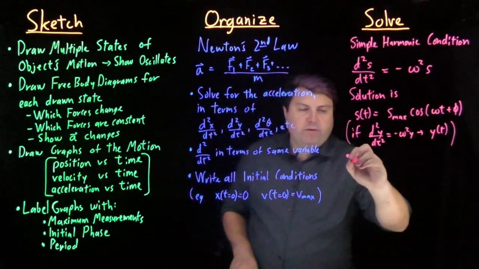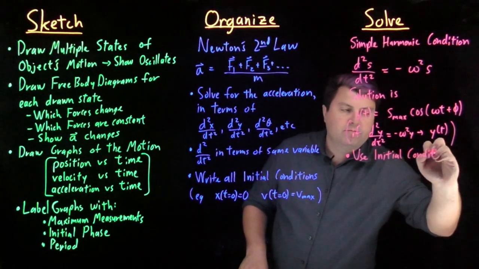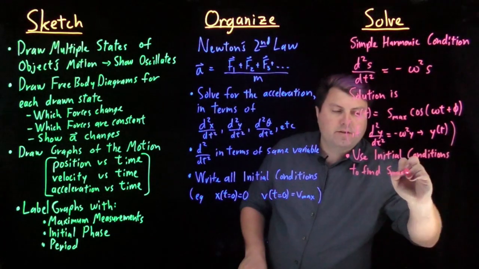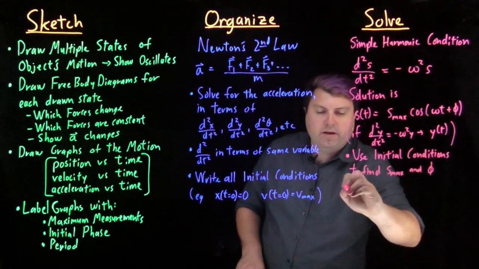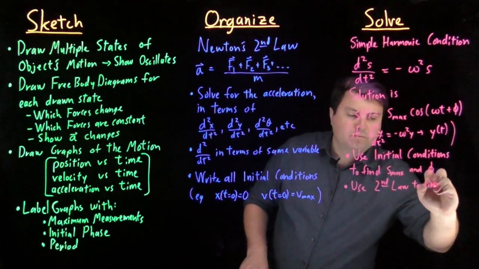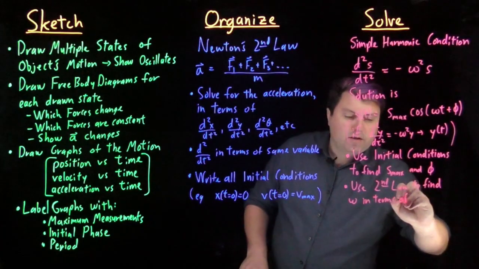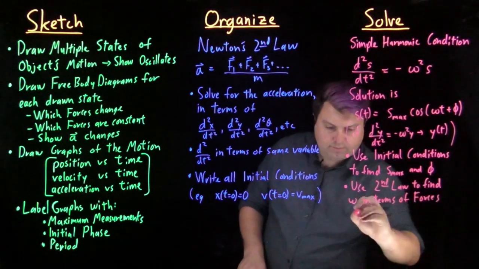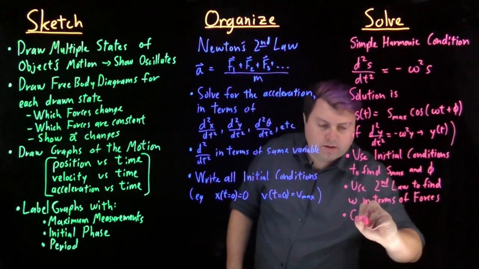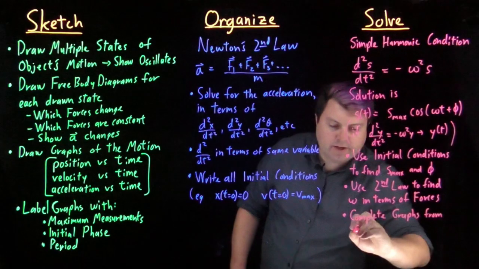So this gives us that, and then we want to use our initial conditions to find S max and the phase angle phi, and we want to use the second law to find omega in terms of what we've got from the forces. And then part of our solve step is that we want to complete our graphs from our sketch step.